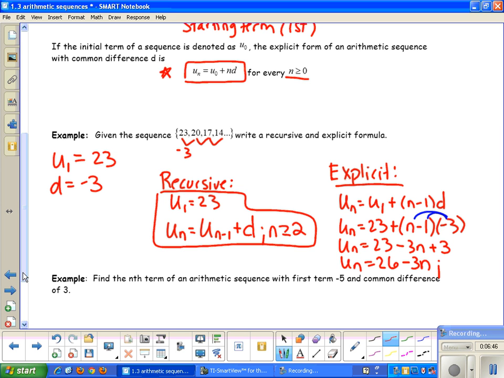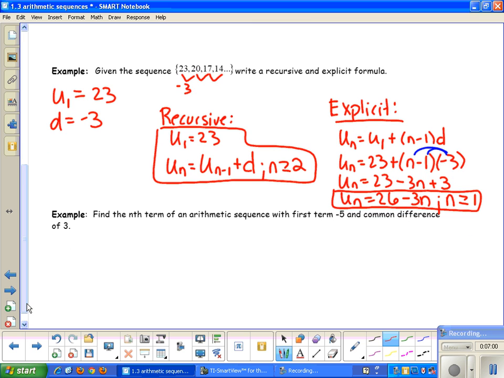And because we started off with the first term being u sub 1, that means that my n values have to be greater than or equal to 1. So I should be able to plug 1 into this equation. If I plug 1 into this equation, I should get my first term. So let's just check that really quickly. So u sub 1 would be equal to 26 minus 3 times 1. So 26 minus 3 is actually equal to 23, so it checks out because it gave us our first term.